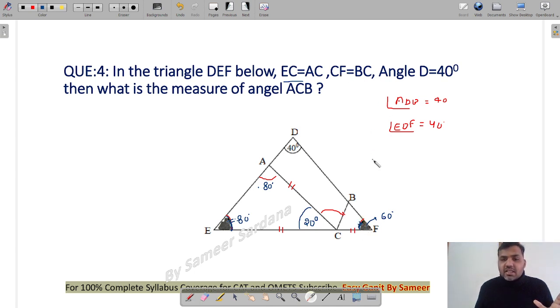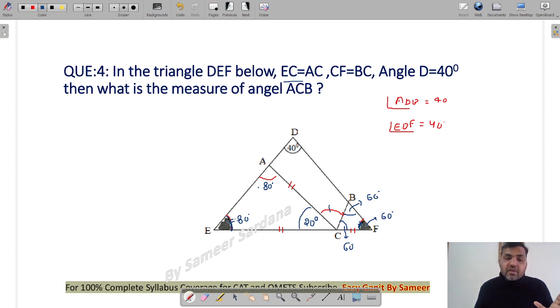The question also says the length of CF is the same as the length of BC. The length of CF is the same as the length of BC. So therefore the value of this angle will be equal to 60 degrees. Now this is 60, this is 60, 120. So can I say this angle has to be 60 degrees?